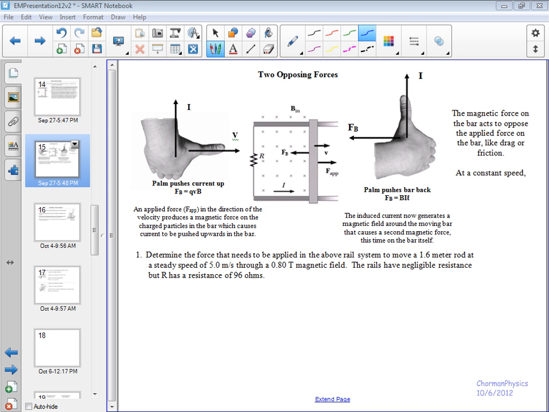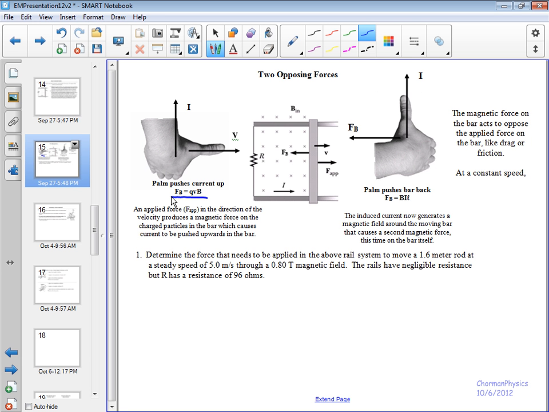Just want to review the first example that we did when we were talking about motional EMF. This was our contrived example with the conductor that's moving through a magnetic field, our little bar. When we move this bar through this magnetic field, the charges within experience a magnetic force. That's one of three different forces we have to consider here, and that's this force right here, okay?